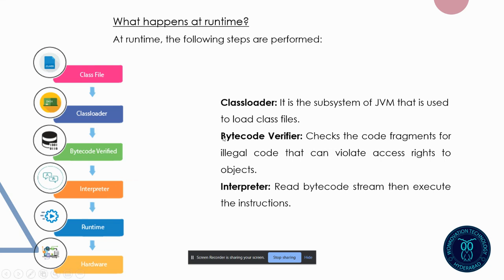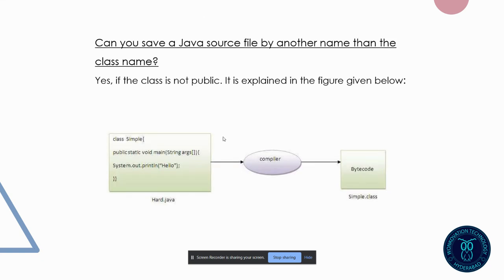Now, the class loader is the subsystem of Java that is used to load class files. The bytecode verifier checks the code fragments for illegal code that can violate access rights to the object. The interpreter reads the bytecode stream and executes these instructions.